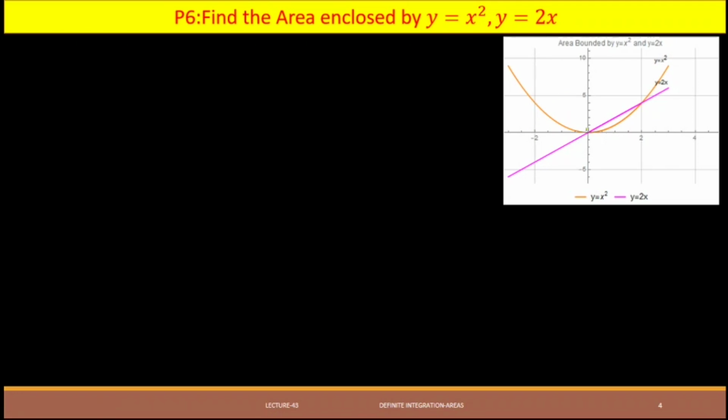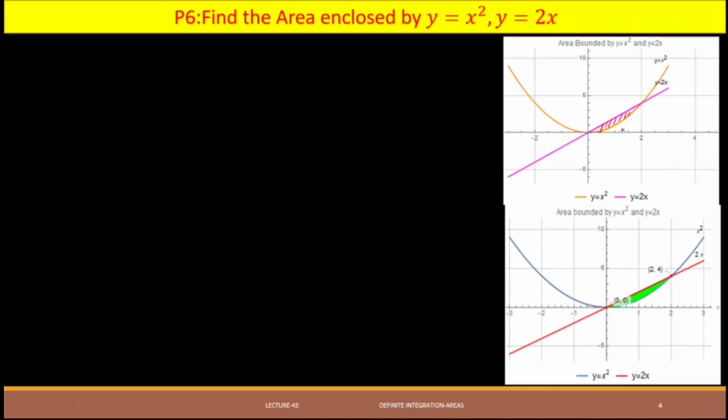So what is the required region? The area must be enclosed by these two curves. So this is the required area that we need to find out, because this is the only part which is covered by both the curves. Now the shaded region is shown in the green color, so we have to find out the green color region. Before that I need to find out these two point of intersections.